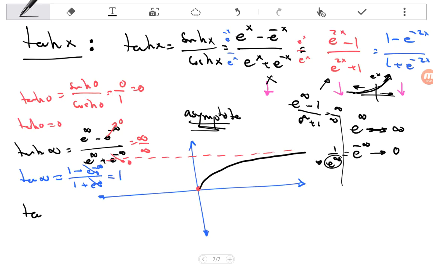We also need to find tanh of negative infinity. You may use the second expression for this one. You will get that it is exactly negative 1.